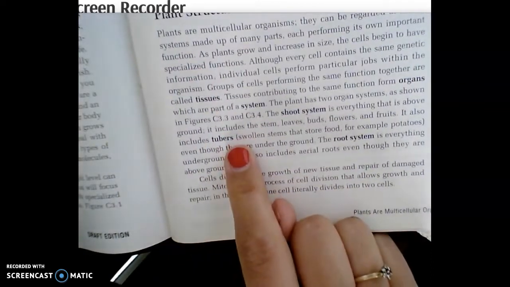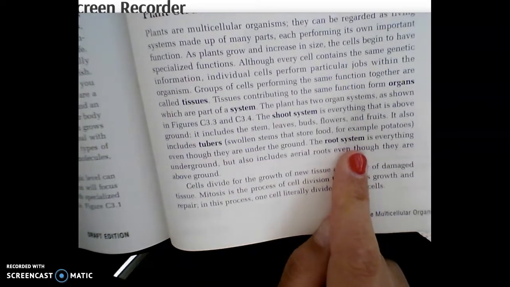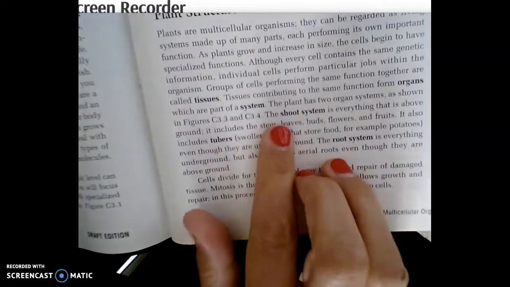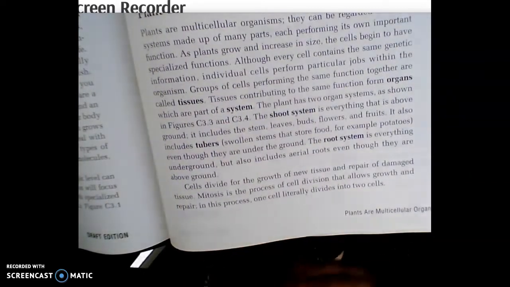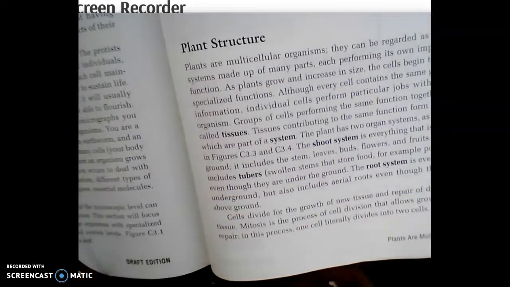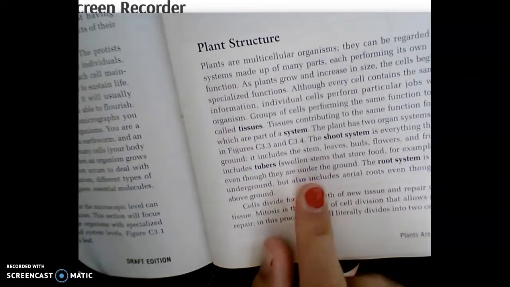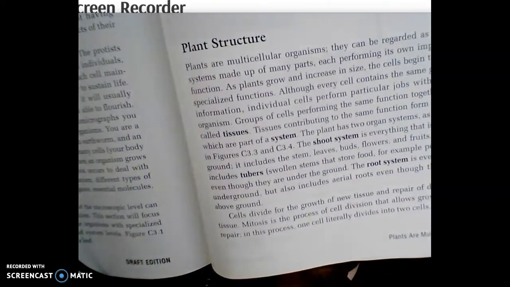With plants, there's two main systems. One is the root system, which is the roots, and then the shoot system, that's everything on top of the roots. So roots and shoots. And it's kind of a fun fact, that's the name of Jane Goodall's environmental program. So what's a tuber? That's a potato. Tubers are swollen stems that store food, like potatoes. And those are kind of the key points for this page.